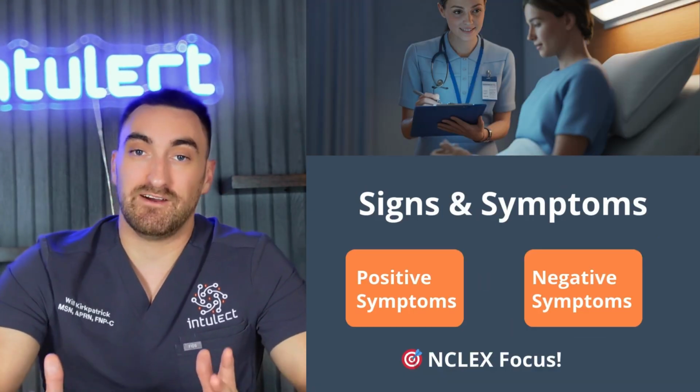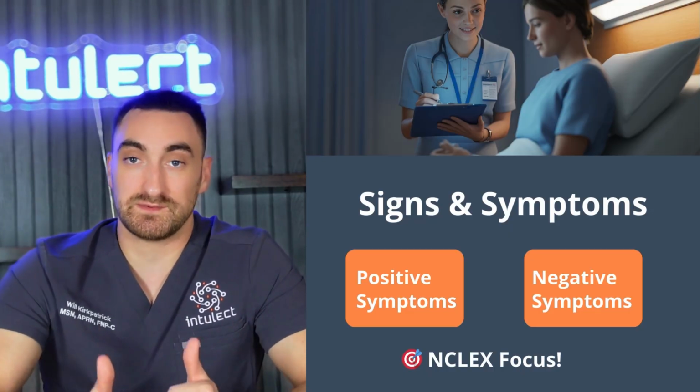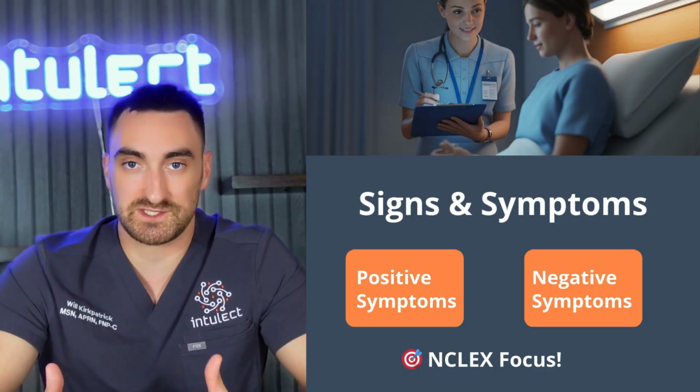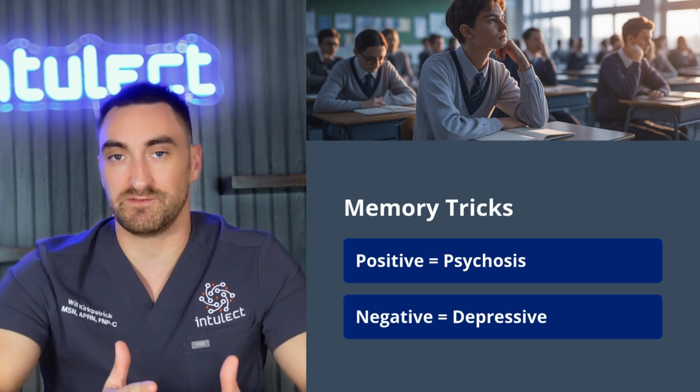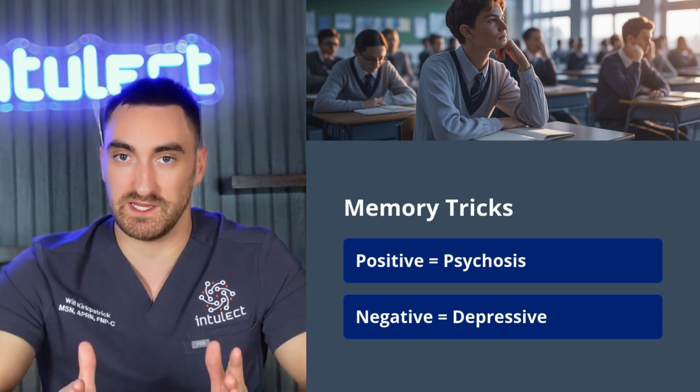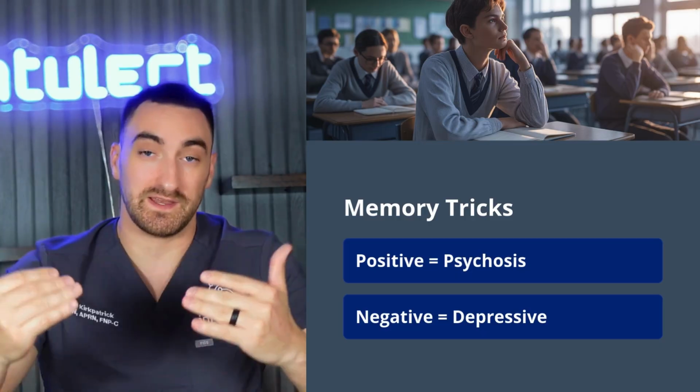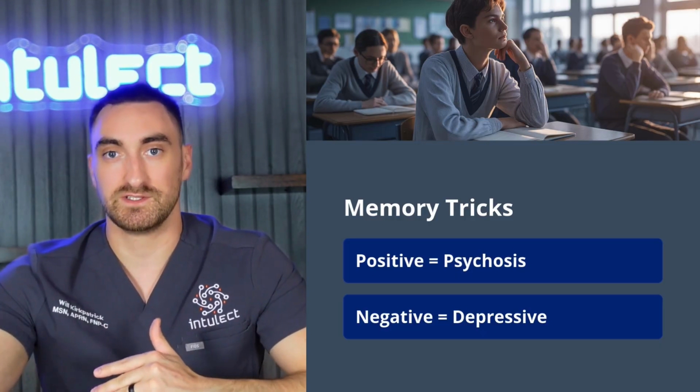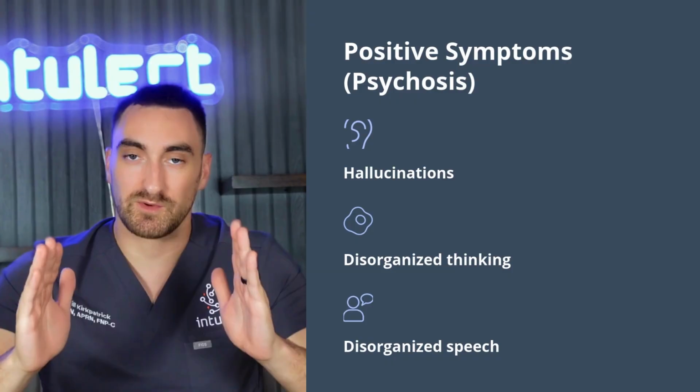So these patients have positive and negative signs and symptoms, and you're going to want to know this for your NCLEX and your nursing exams. So when you say positive, think psychosis. They both start with P. And when you say negative, think they're being negative. That is your depressive signs and symptoms. So let's start with positive.